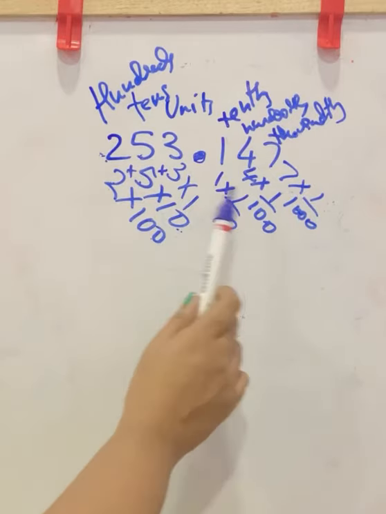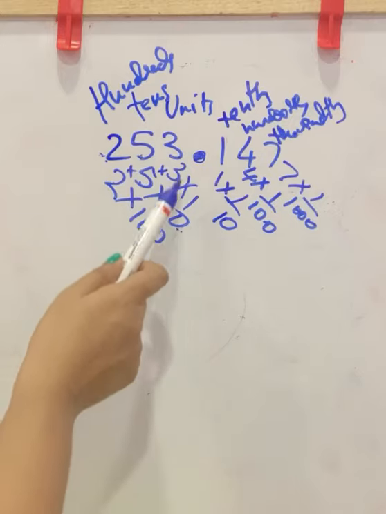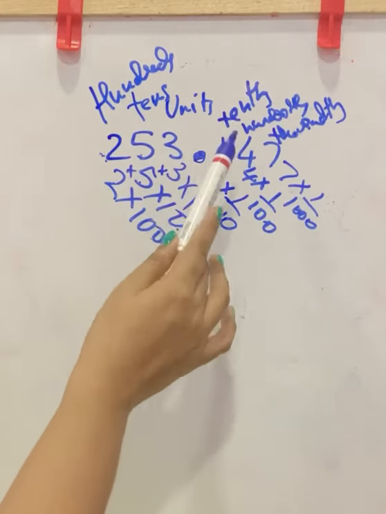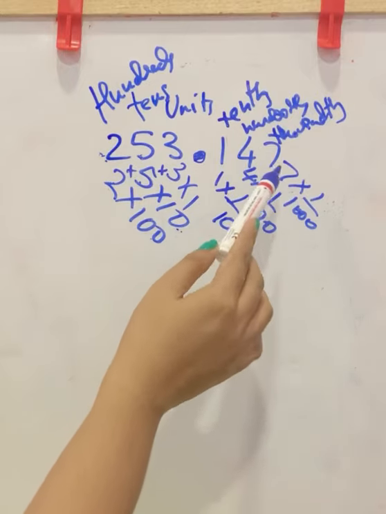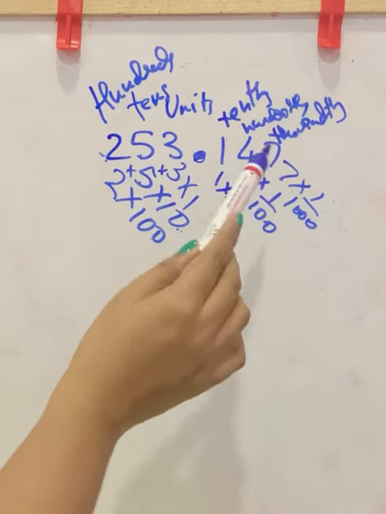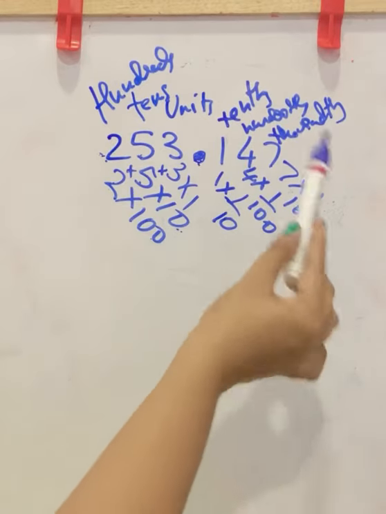So this is the expansion of this number: 2 into 100 plus 5 into 10 plus 3 into 1 plus 1 into 1 by 10 plus 4 into 1 by 100 plus 7 into 1 by 1000. These 1 by values show they are after the decimal.